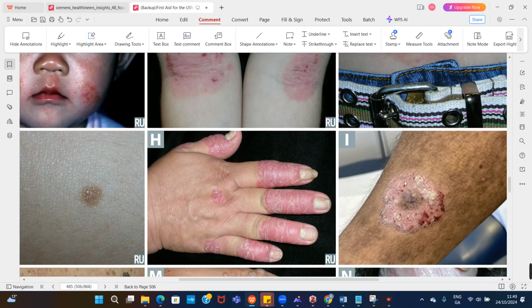Auspitz sign. Dermatology is full of so many signs. We have to be familiar with all those things. So by the time you scrape off the scales, you expose the underlying dermal papillae, and there's going to be multiple bleeding points. We call the Auspitz sign. So they describe that in the question stem.